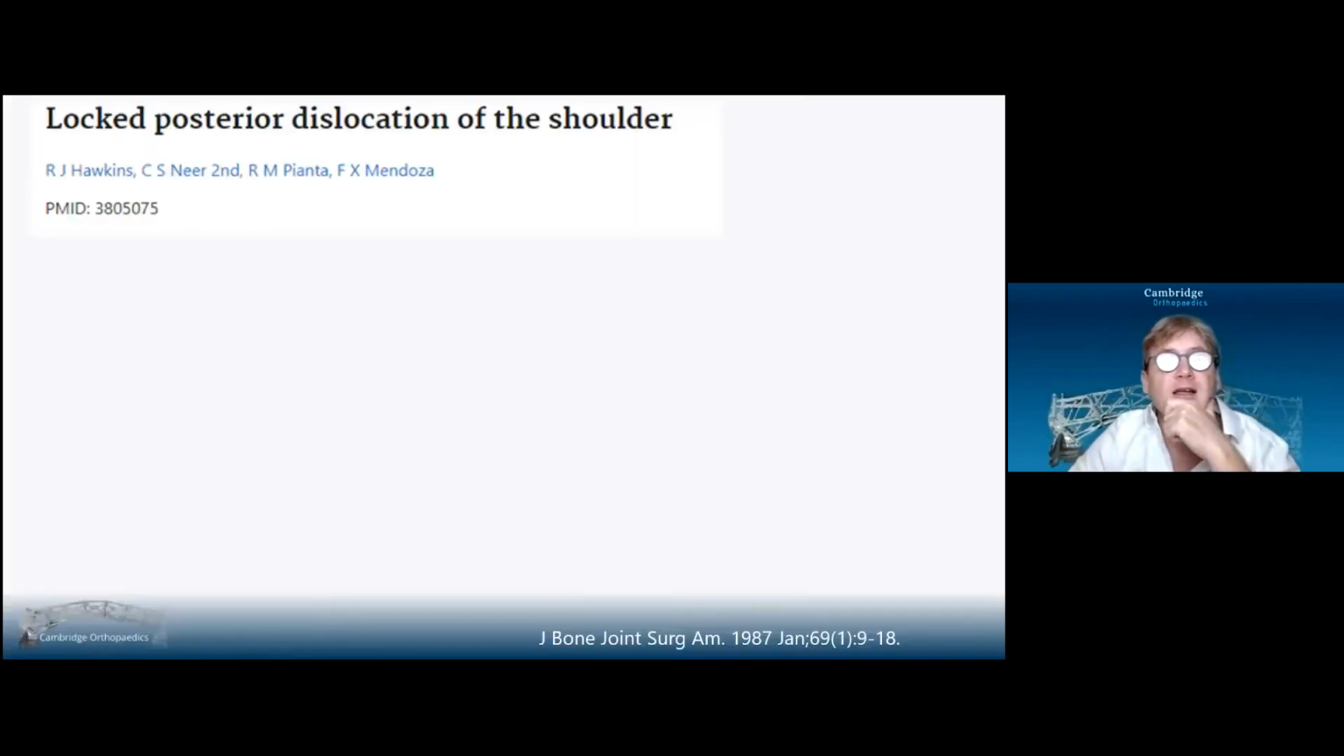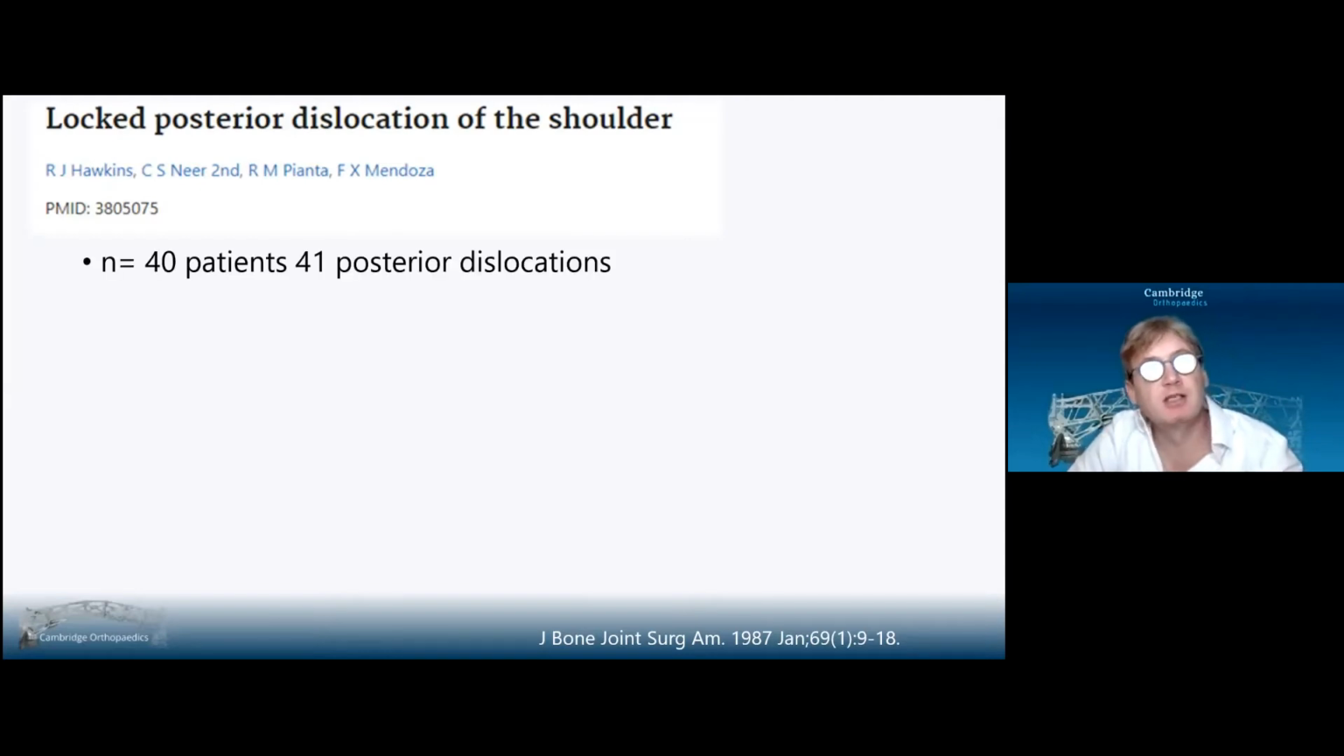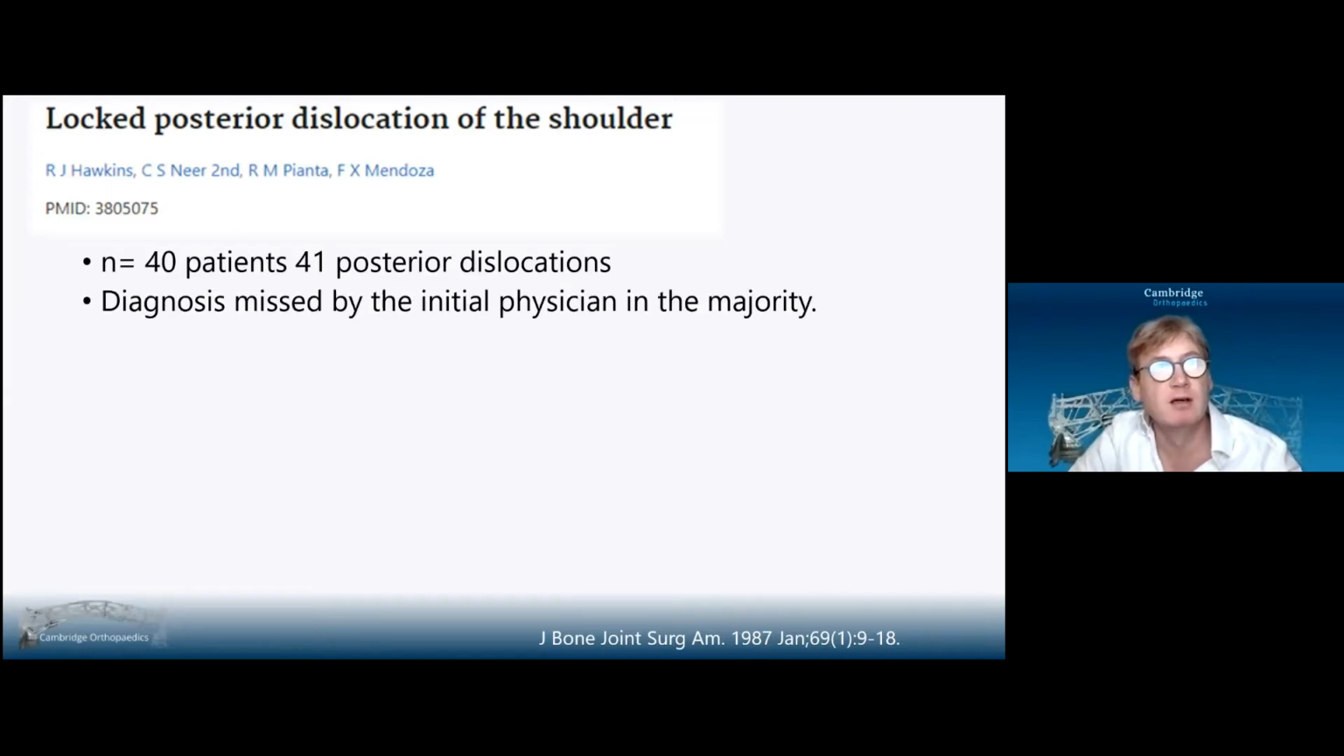Let's have a look at Neer's paper from 1987, where he talks about the lesser tuberosity osteotomy and advancing it into the defect. They had 40 patients with 41 posterior dislocations. And you've already done the maths. There it is. There's someone having seizures, isn't it? Someone's had a bilateral posterior dislocation, pathognomonic for seizure activity. The diagnosis was missed by the initial physician in the majority, which is a little bit sad in 1987. But I suspect that cases are still being missed now.